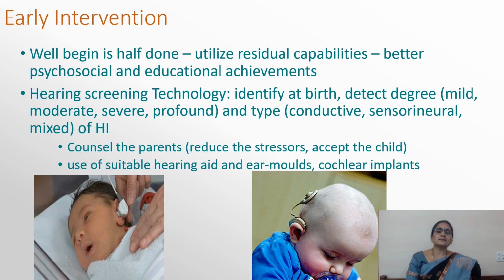That's why hearing screening technology is very important. As we mentioned earlier, it is done at the time of birth to detect the degree of hearing impairment, whether it is mild, moderate, severe or profound. We can easily diagnose that, and based on the type of hearing loss, whether the child has a problem in the outer or middle ear, conductive hearing loss, or the inner ear or auditory pathway, sensorineural hearing loss, or both. By getting information on all these things, we can provide better opportunities to the child.